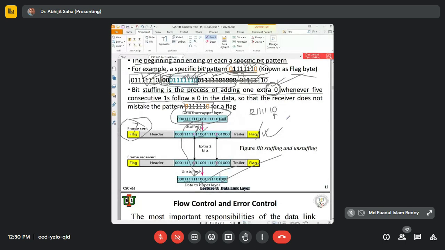Okay. Sir, for example, if the starting bit is like that, how many ones do we have here? You have to count: 1 2 3 4 5 6 7 8 9. At that time, if you want to use this pattern as a flag, and you get eight consecutive ones, then you are going to add a 0.